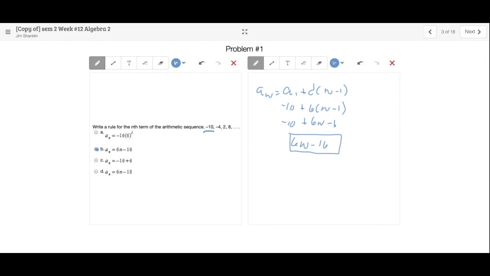Okay, any questions on that? How I came up with the equation 6n minus 16? Okay, writing an explicit formula shouldn't cause too many problems.